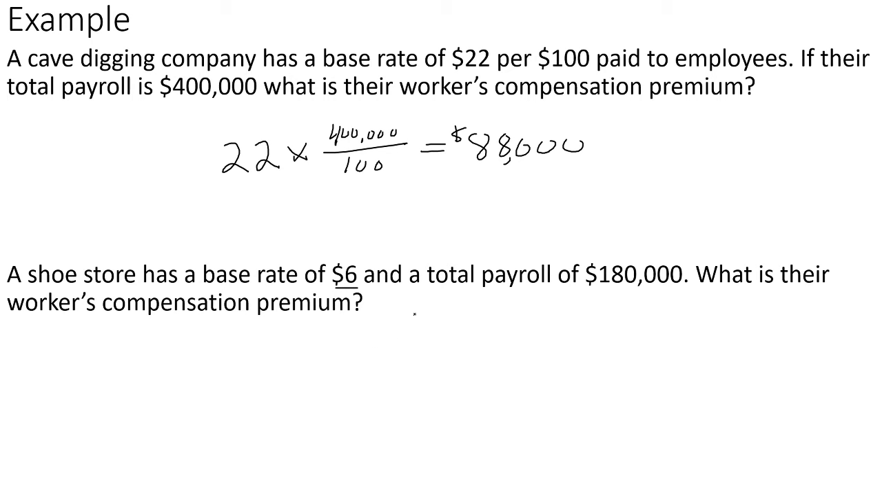So you do the same calculation, but it'd be 6 times 180,000 divided by 100. Also notice that the payroll here is quite a bit less as well, because the fewer employees you have, the less workers' compensation you have to pay. This would be $10,800, by the way. The lower your payroll is and the lower your base rate is, the lower the workers' compensation you have to pay. If you don't have that many employees, you don't need to pay that much because you have fewer people that could possibly get injured. So it's all taken care of in this formula.